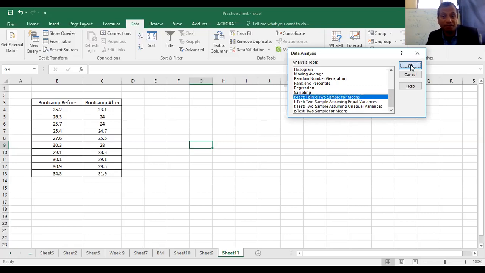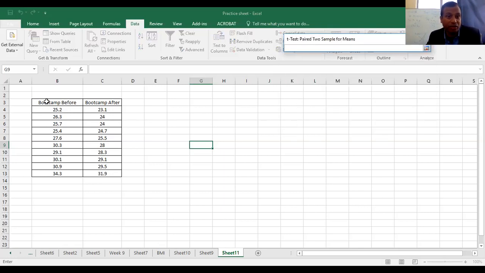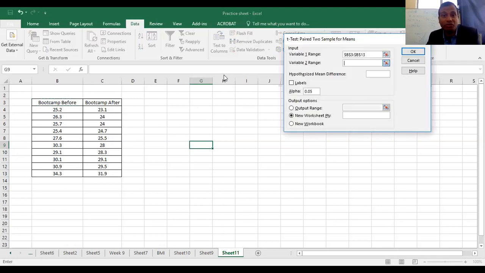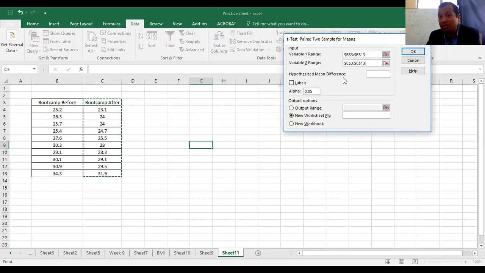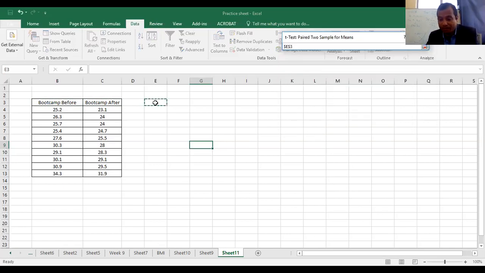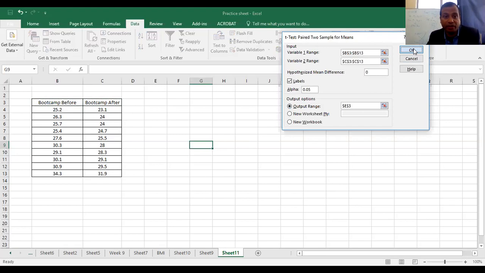So click that one and provide the ranges, the boot camp before and the boot camp after. What is the hypothesized mean difference? Mu d as the null hypothesis is 0. I'm using the labels, so click labels. I'm trying to check at the 95% confidence level. What is there in the question? Yes, 95%, so alpha is 0.05. Output, and then press OK.